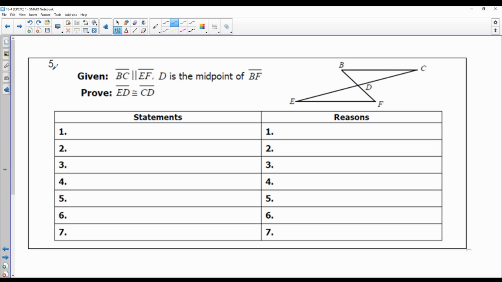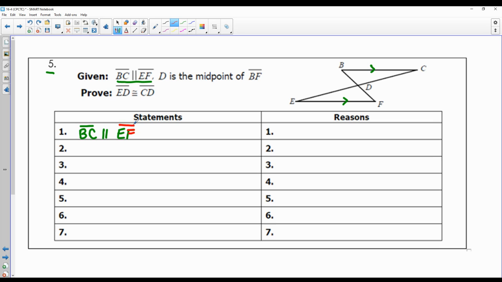Right. Number 5 in this unit, we're going to skip clear up to number 5. And they've given us right here that BC is parallel to EF. So these two lines right here are parallel. Again, please note that they're not congruent. We don't know that they're congruent. We just know that they're parallel. So we're going to go ahead and write BC is parallel to EF right here.